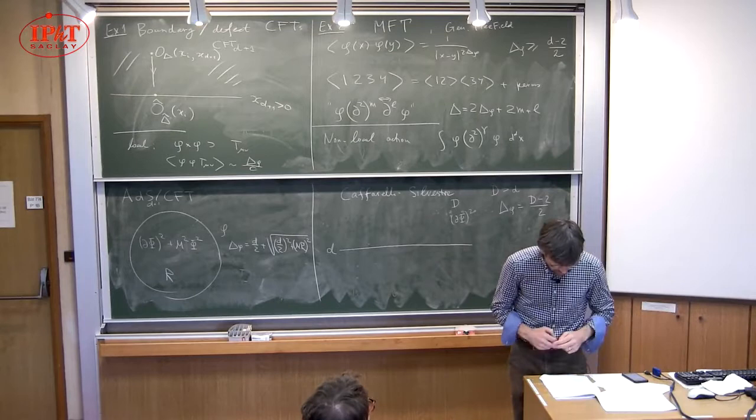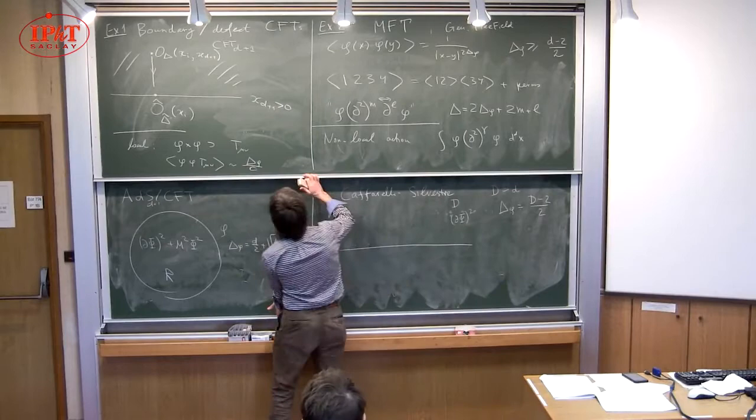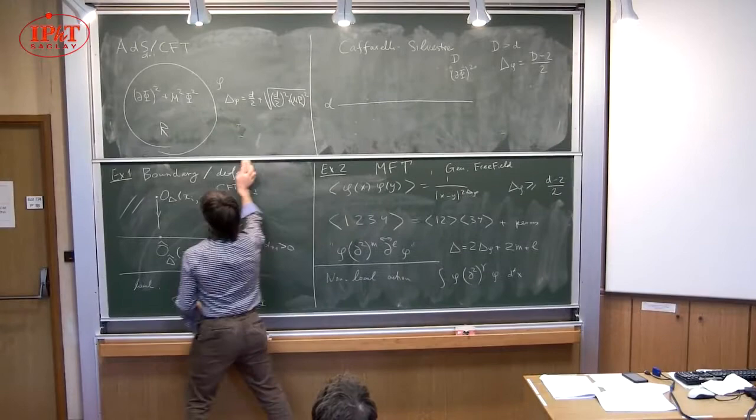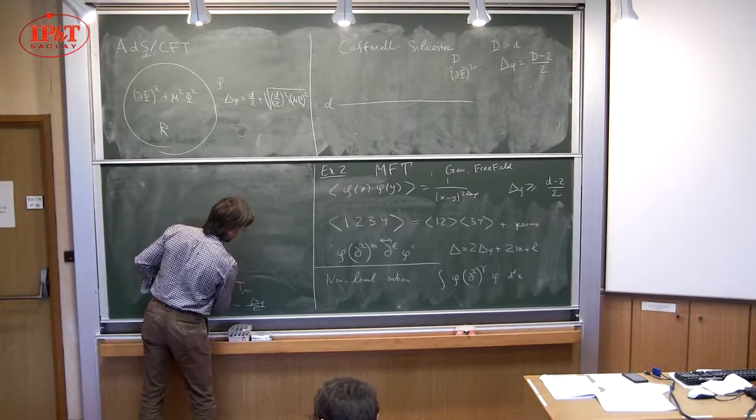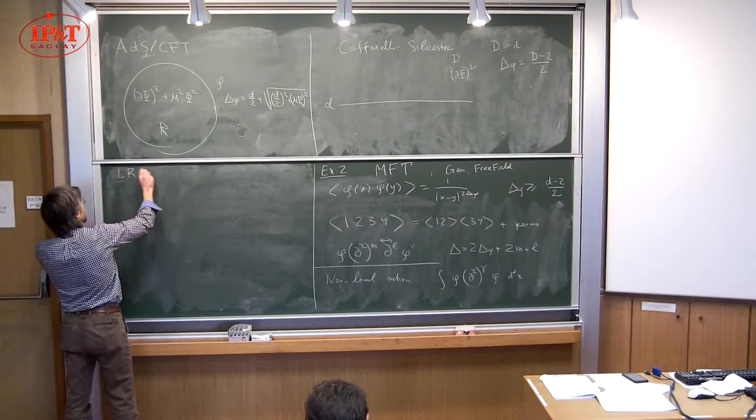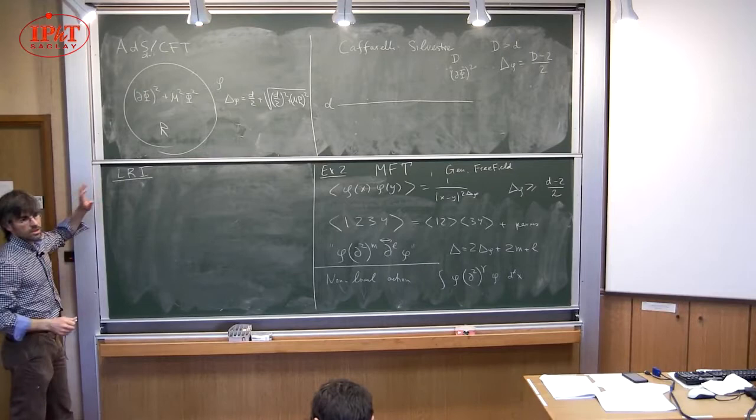I would like now to talk about my favorite physical non-local CFT, which is the long-range Ising model, or rather the physical system which leads to the non-local CFTs. So why should physicists care about non-local CFTs? Let me define the long-range Ising model.